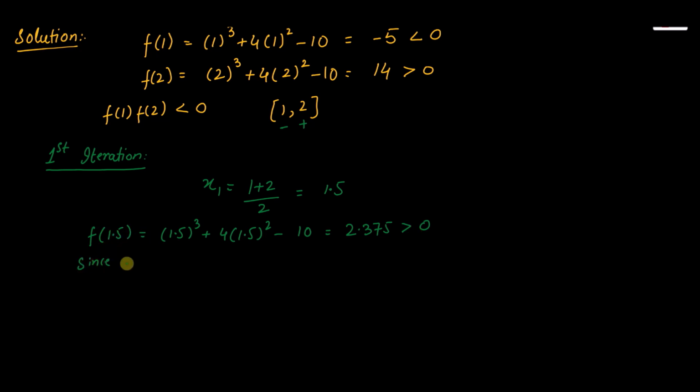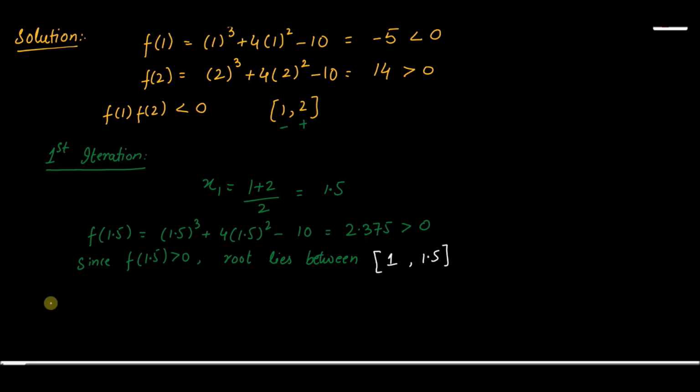Since f(1.5) is greater than 0, the root lies between 1 and 1.5. The negative side remains the same, that is 1, and we update the positive side, so 2 is replaced by 1.5. So our new updated interval is 1 to 1.5. Next we proceed toward iteration 2.